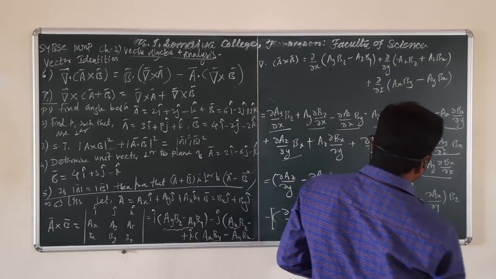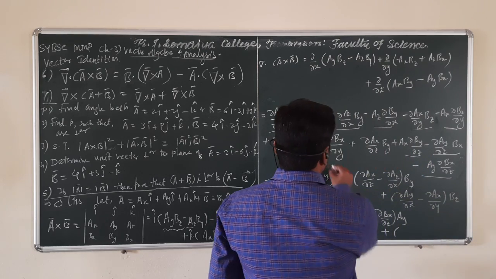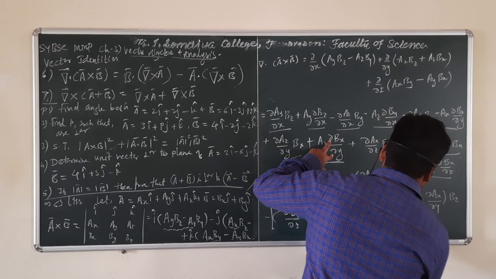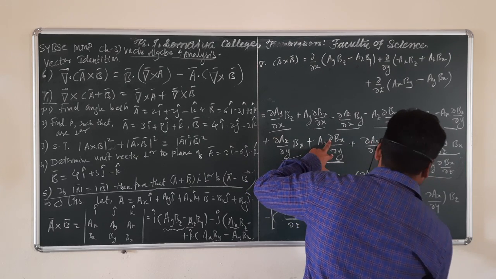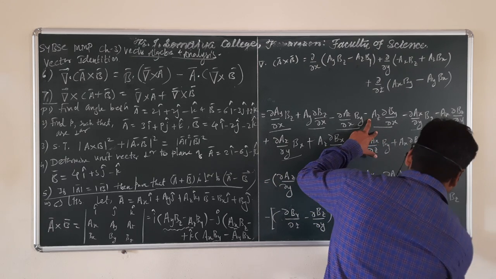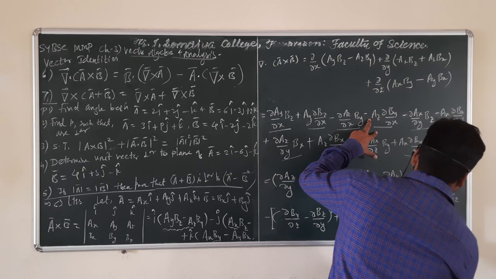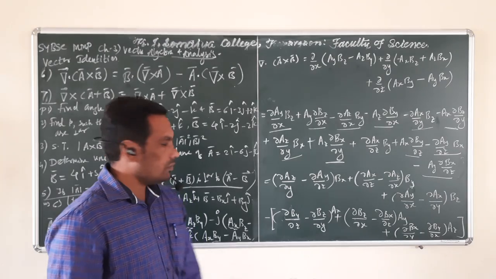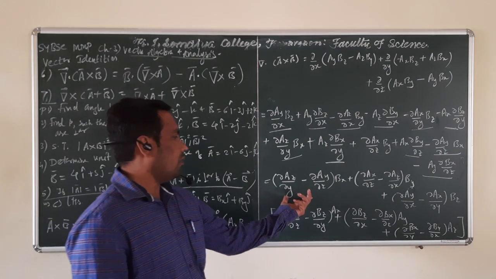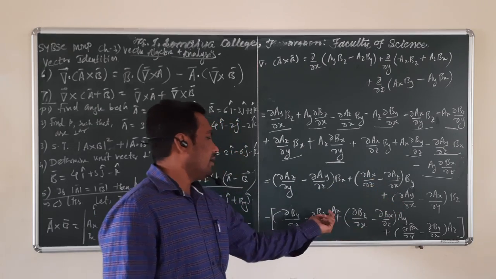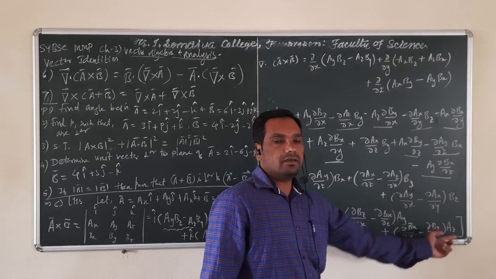Then the last term, which is az. So the coefficient of az is partial derivative of bx with respect to y minus partial derivative of by with respect to x, multiplied by az. So here we have all these terms: bx, by, bz, ax, ay, and az terms.